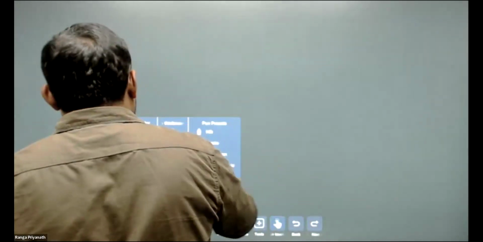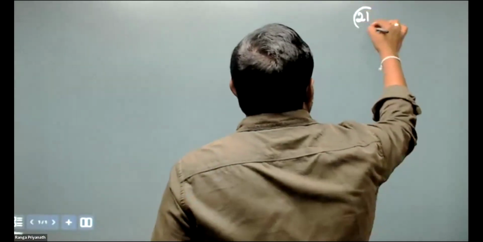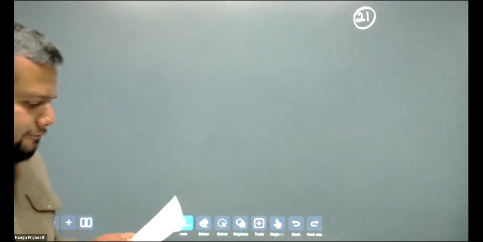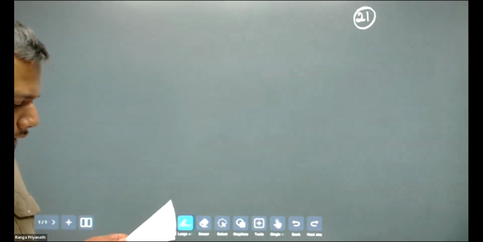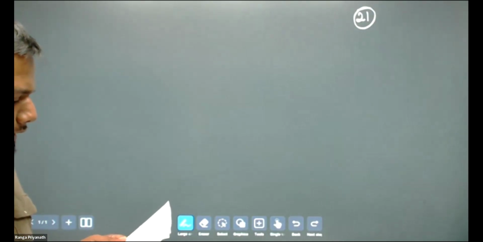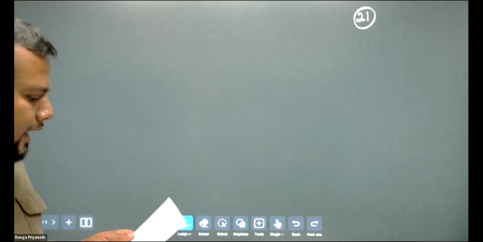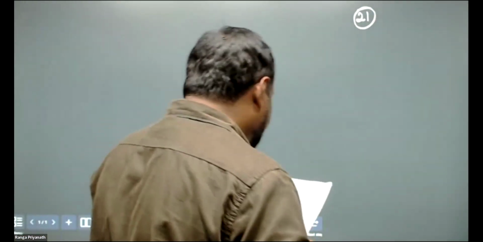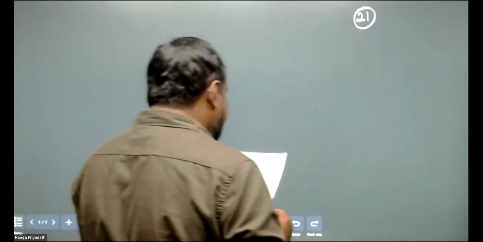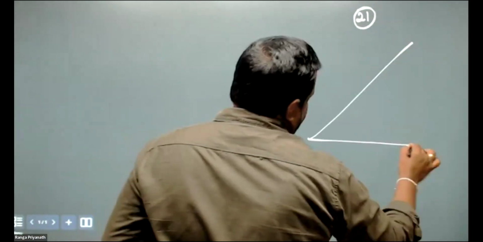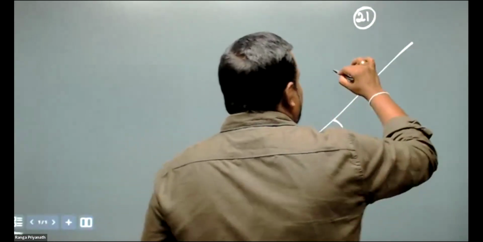Question number 21. The graph showing the variation of frictional force F acting on the object on an inclined plane at angle theta to the horizontal with the angle theta. Let's say this is theta.